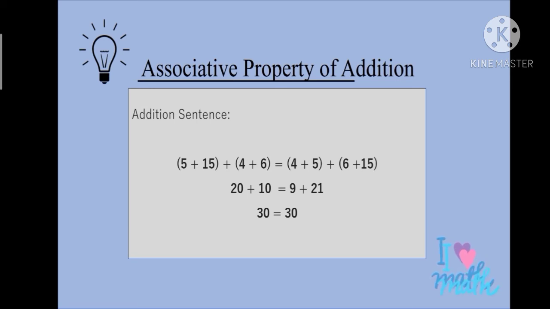in the parenthesis. So 15 and 5 is equal to 20, added to 4 and 6, which is equal to 10. And then on the other side, we have 4 and 5 is equal to 9, and 6 and 15 is equal to 21. Now going down, we have 20 plus 10 is equal to 30, and 9 plus 21 is equal to 30. So this will prove that the sum is still the same no matter which two addends you will add first.